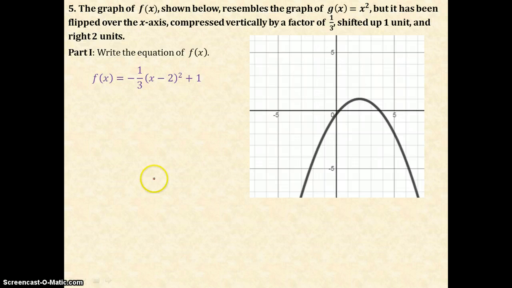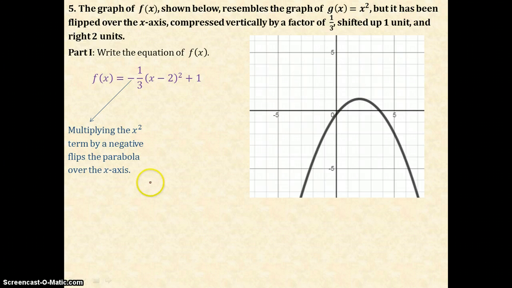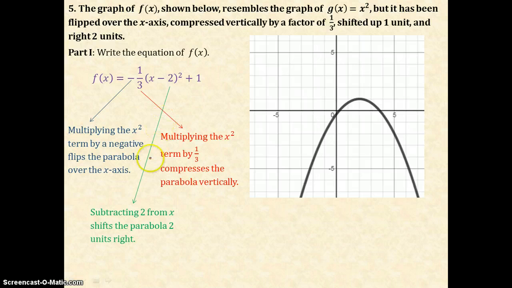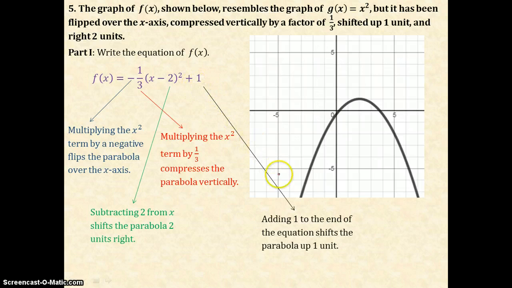A little neater. So the negative sign being multiplied by the x squared term flips the parabola over the x-axis. Multiplying the x squared term by 1/3 compresses it vertically. Subtracting 2 from the x moves you 2 to the right, and adding 1 to the end shifts you up 1.